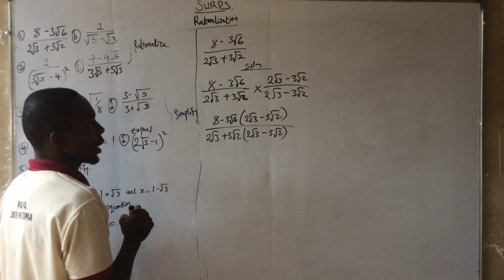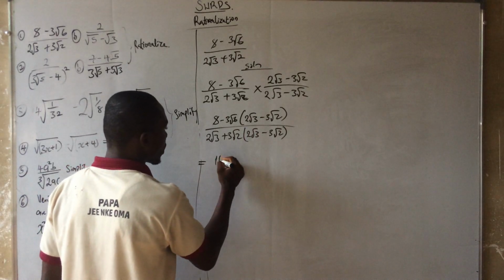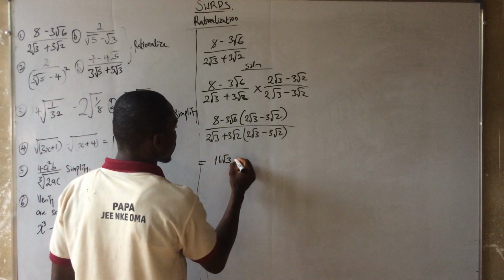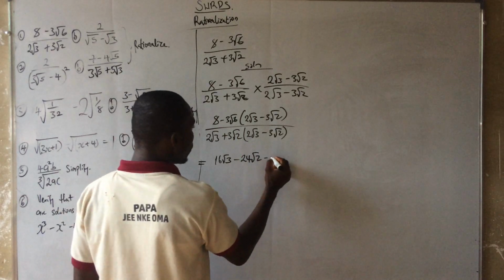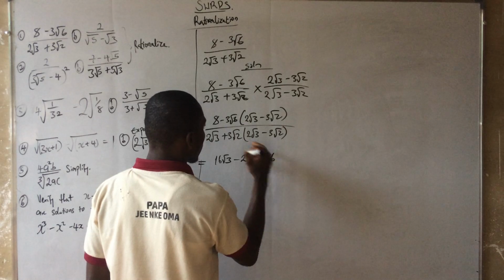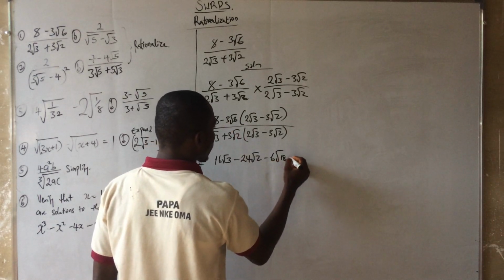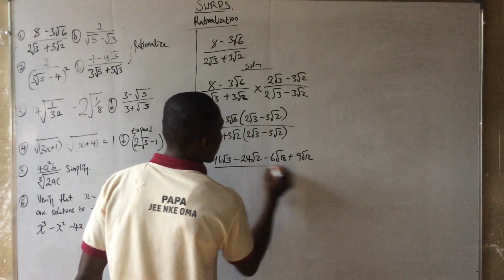So the next thing we do is still multiply. We open the bracket. We have 16 root 3 minus 24 root 2 minus 6 root 18 plus 9 root 12.